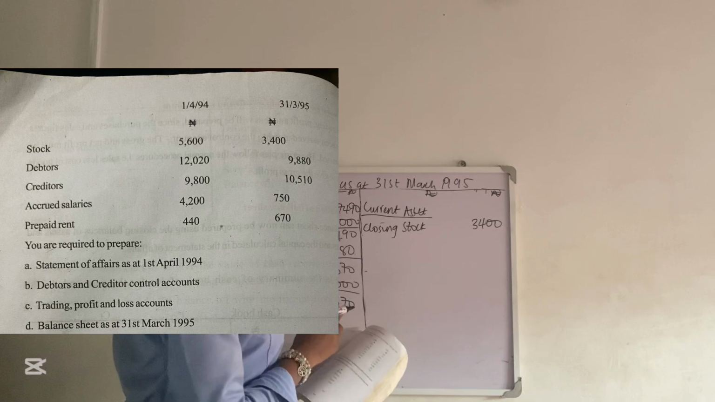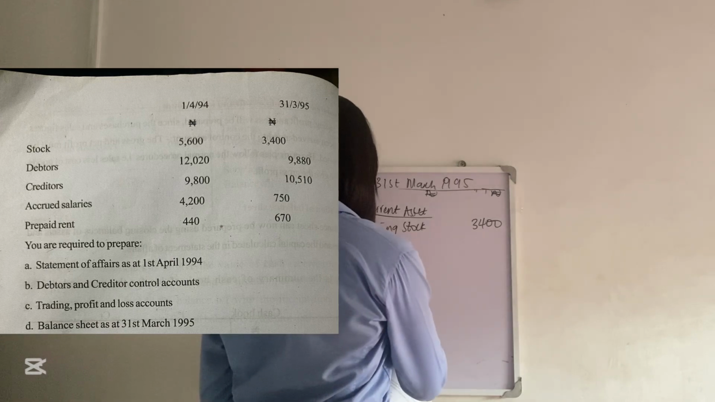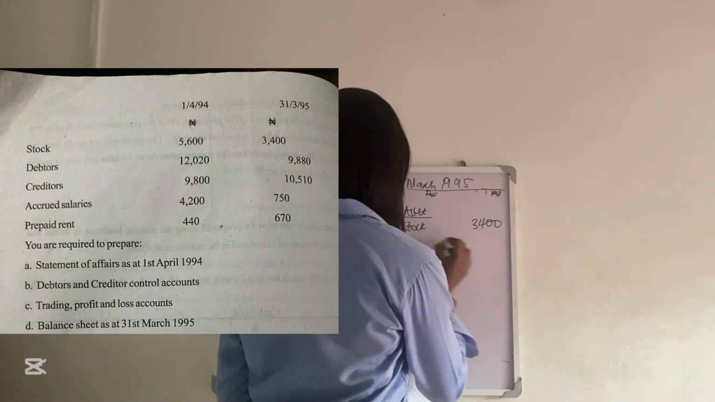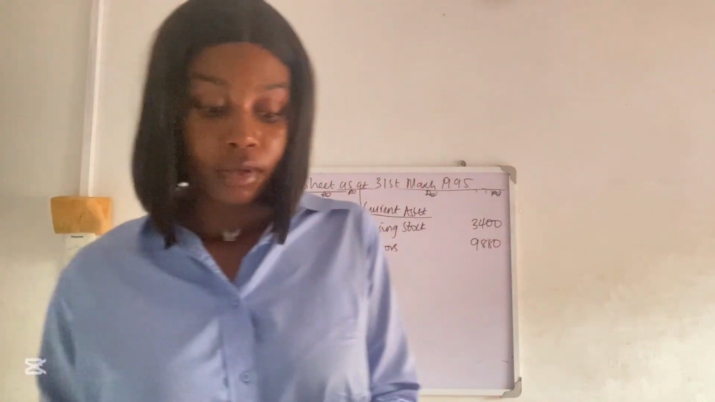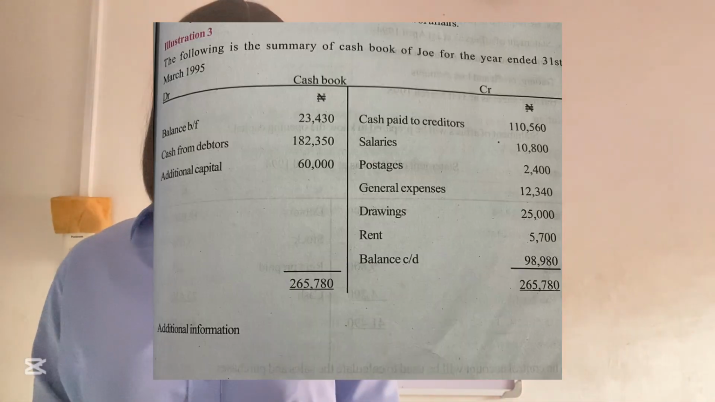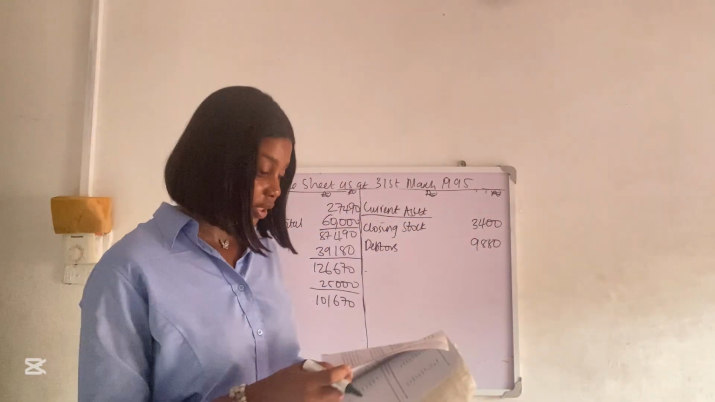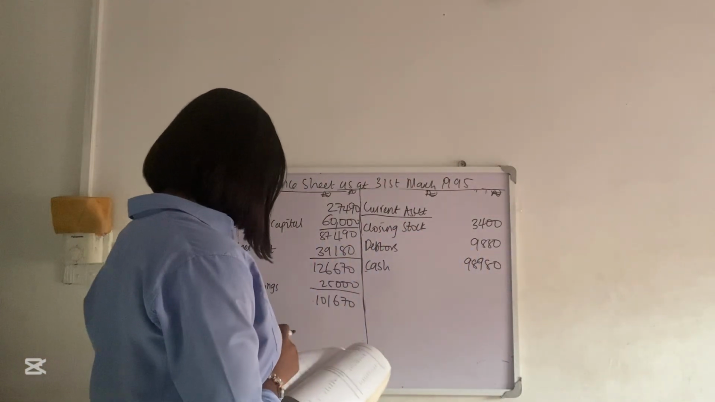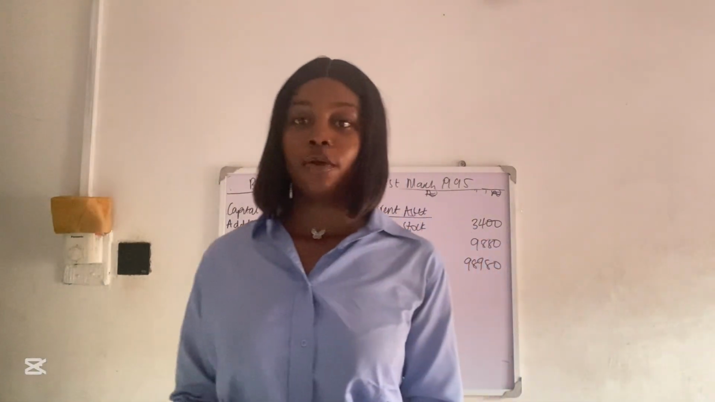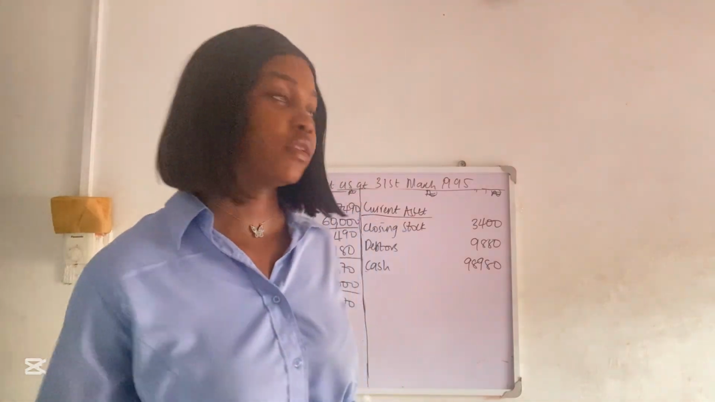I think your debtors will be there. Yes, your debtors at the end was 9,880. Debtors are also current assets, remember. We still have cash of 98,980. You can see it in the question: balance carried down. That balance represents cash at close. They just wrote balance carried down under the cash book. So 98,980. Now prepayments. Remember, prepayments are also assets, guys. We paid in advance, so it's an asset to us. We've not enjoyed the benefits. At 670.